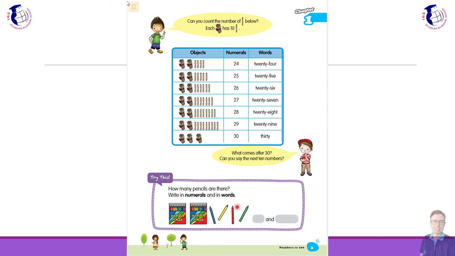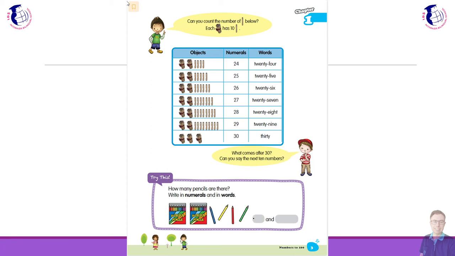Then we have a little try this box, nice and short one. How many pencils are there? Write in numerals and in words. You can see on the packet it says there are 10, 10, and 1, 2, 3, 4 individuals. So if I get my pen, if you need a bit of time to write yourself, pause now. Otherwise, if you've already written, you can have a look at the answer.